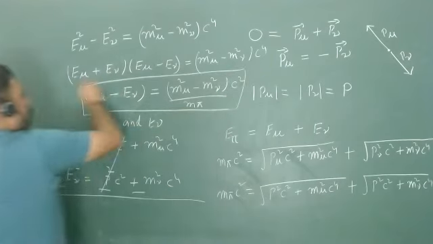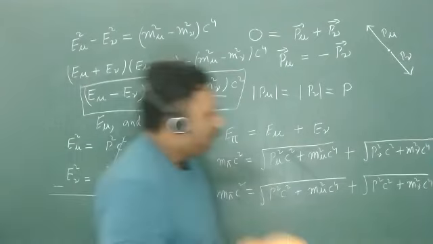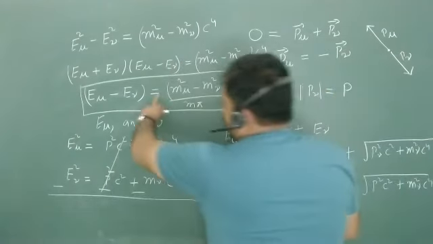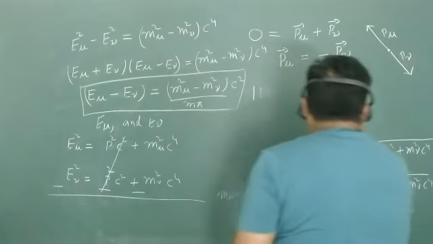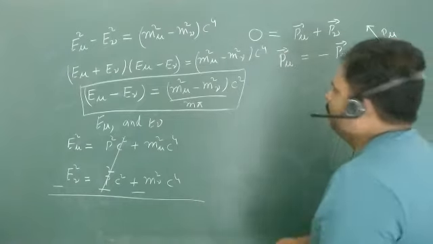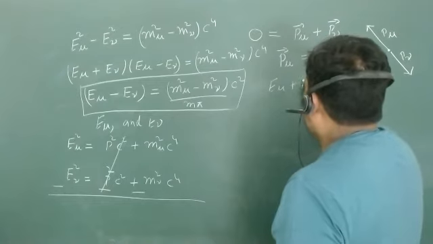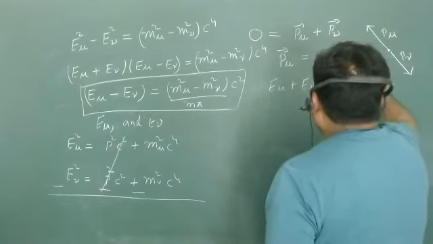Okay. So this is my one expression, and I can use another expression. And that expression is, obviously we need two equations, isn't it? So this is my first equation. The second equation is, obviously we have used this thing. So this value is basically E mu plus E nu, and that value is M pi C square.